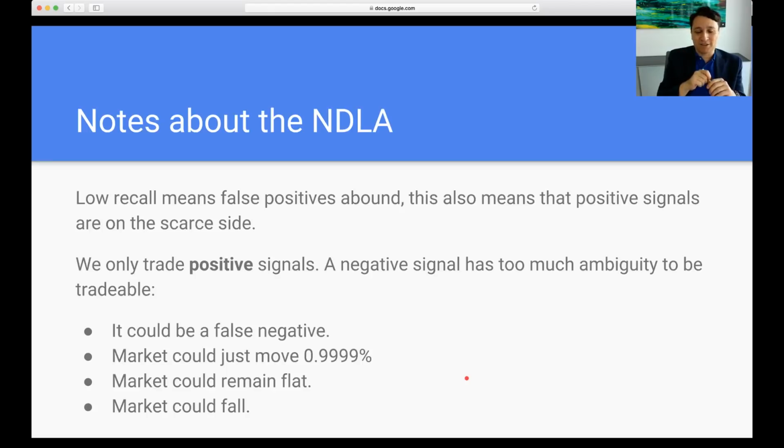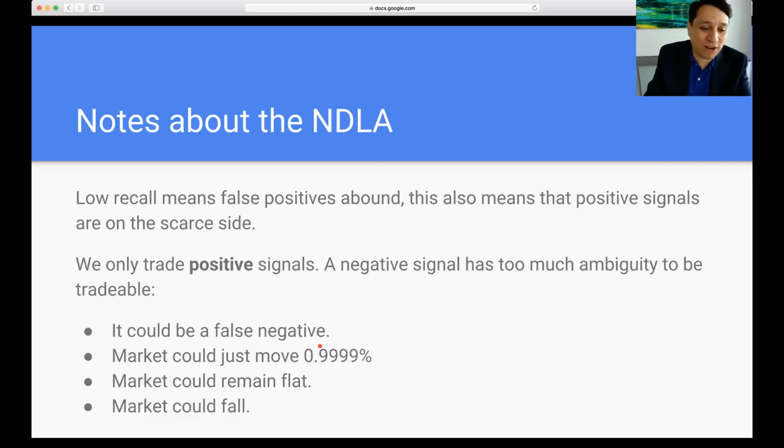So that's the second important point I have in the presentation. Positive signals, folks. Don't use the NDLA to interpret or extract meaning from negative signals. There is no point, because there is too much ambiguity in a negative signal. It could be a false negative, since you notice the recall of the algorithm is on the low side. Or the market can actually move up, but not quite 1%. It could move 0.9999, and yet the algorithm will be working fine. You see my point.